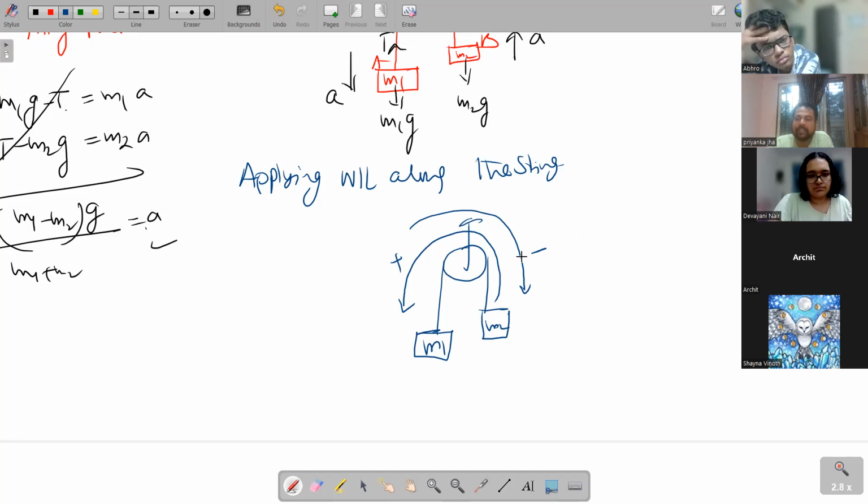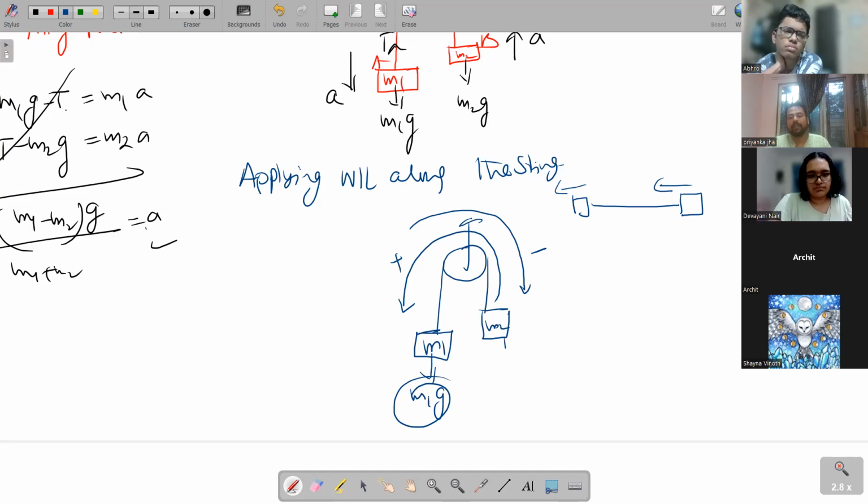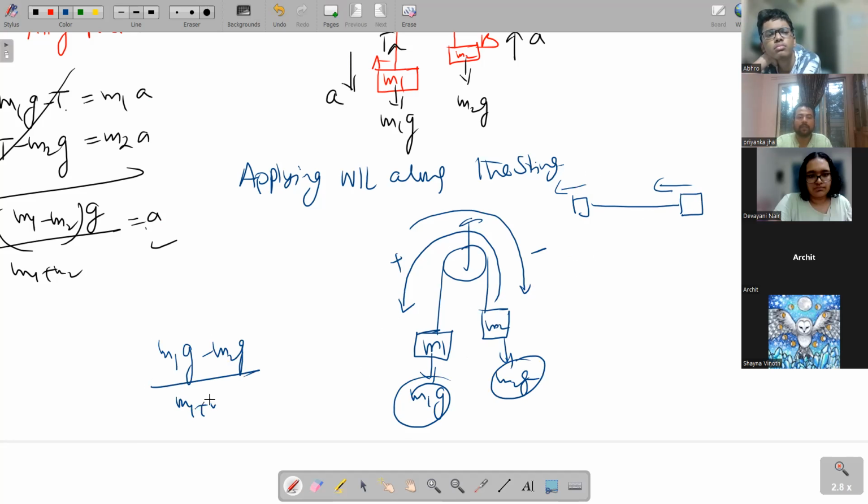Now this is your complete system. String plus M1 plus M2 is the complete system. So you can consider this as M1 connected with a string to M2. Now, if M1 moves to the left, M2 will also move to the left like that. M1 is heavier, so M1g will be larger and M2g will be smaller. So the net force will be M1g minus M2g, acting downward. If you divide this by the total mass of the system, you will get the acceleration.